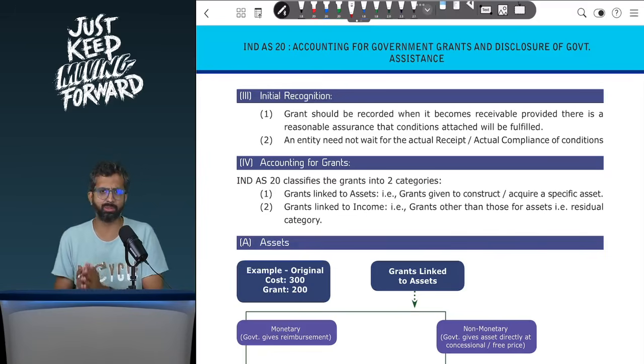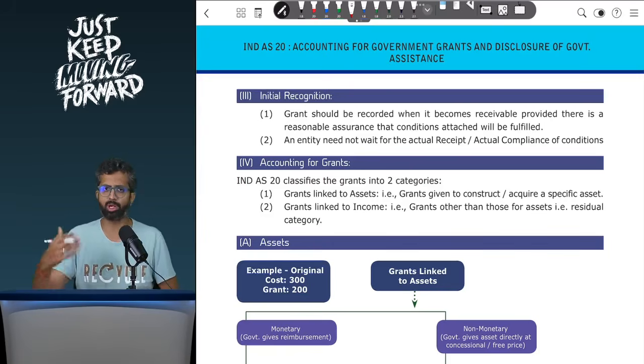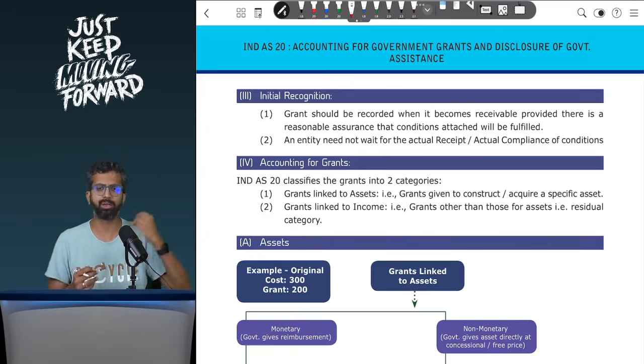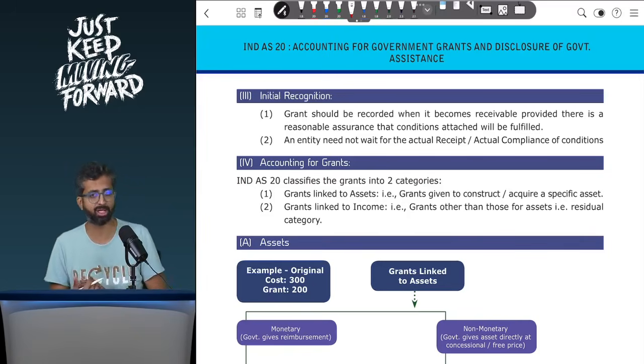Even if there's a reasonable assurance, or you think it is probable that the conditions will be complied with, you are allowed to initially recognize a grant. For example, if you were to buy an electric vehicle and the government is giving you a grant of, let us say, 1 lakh rupees.